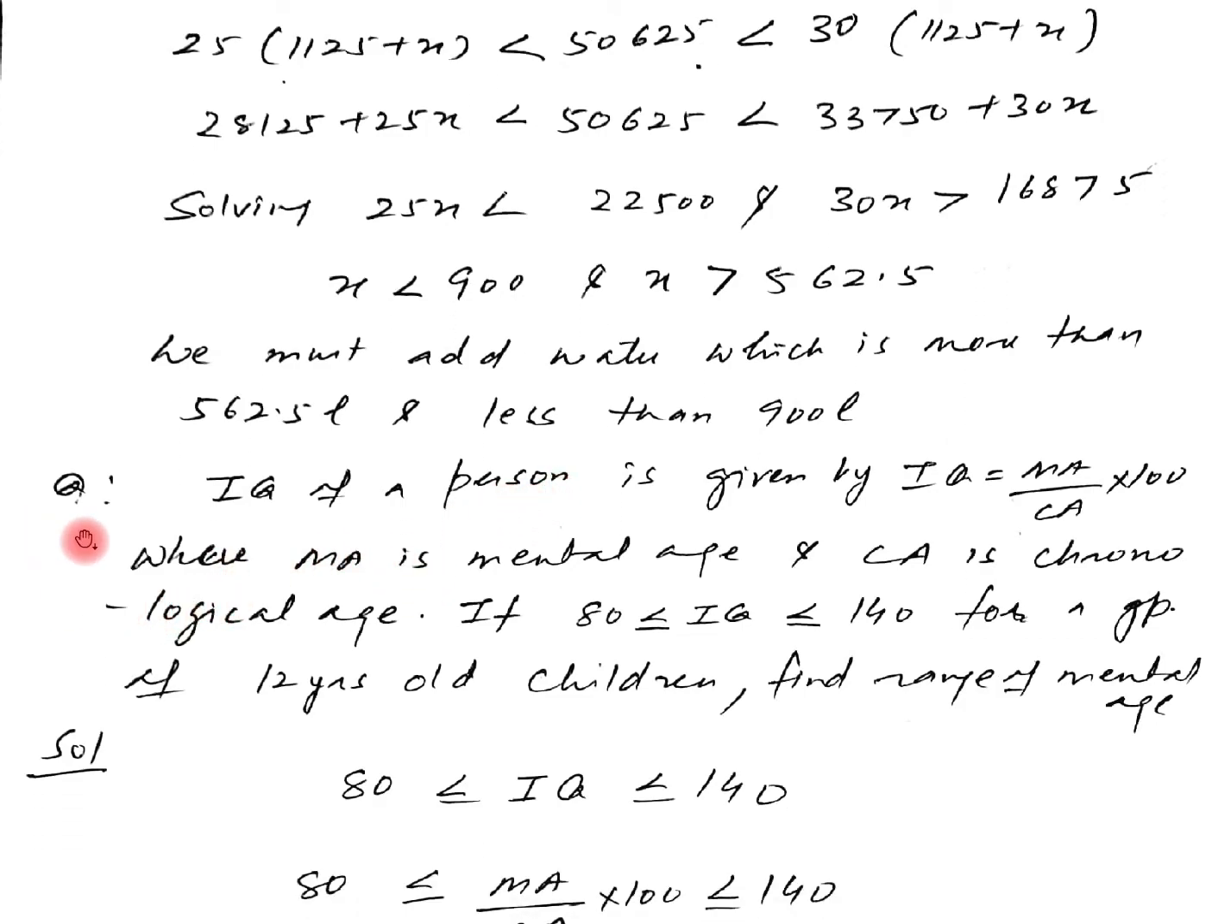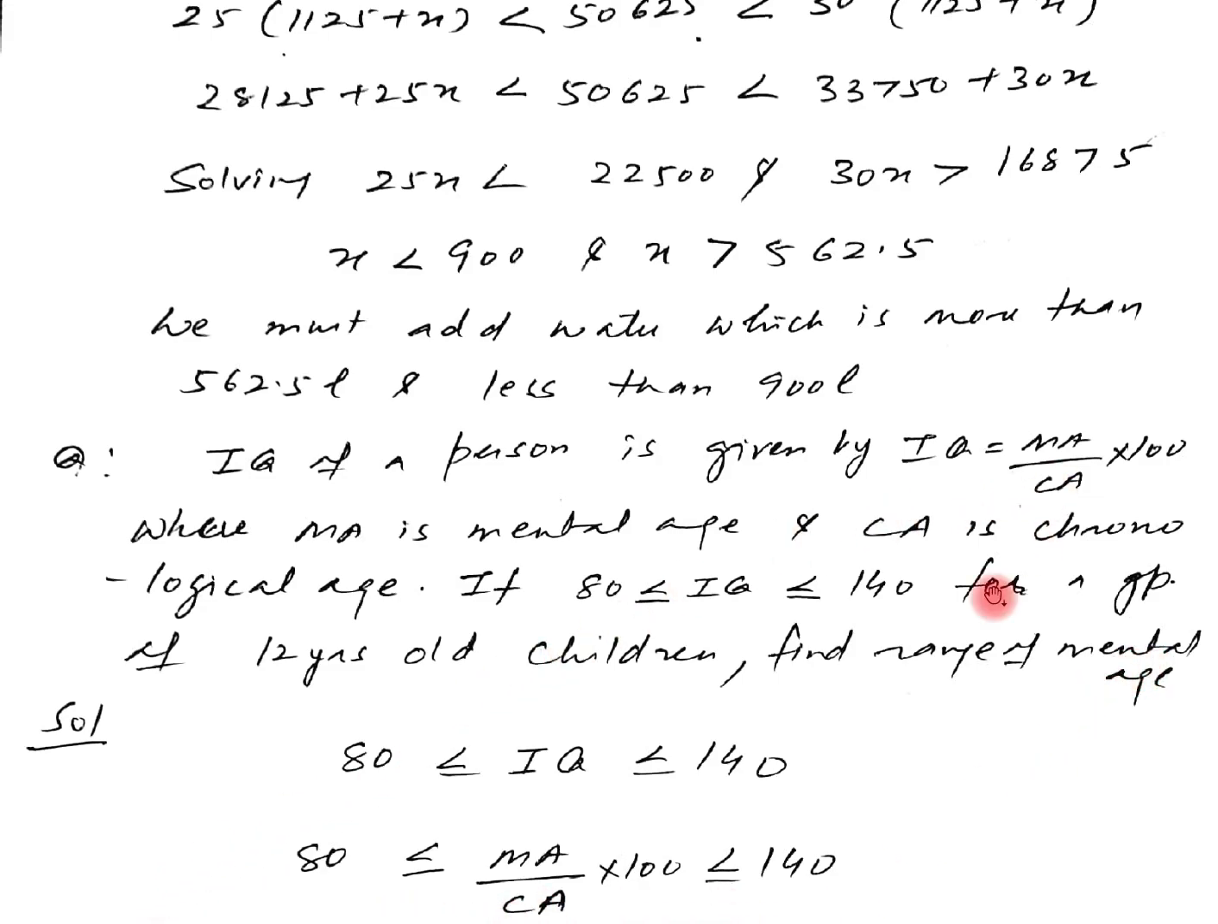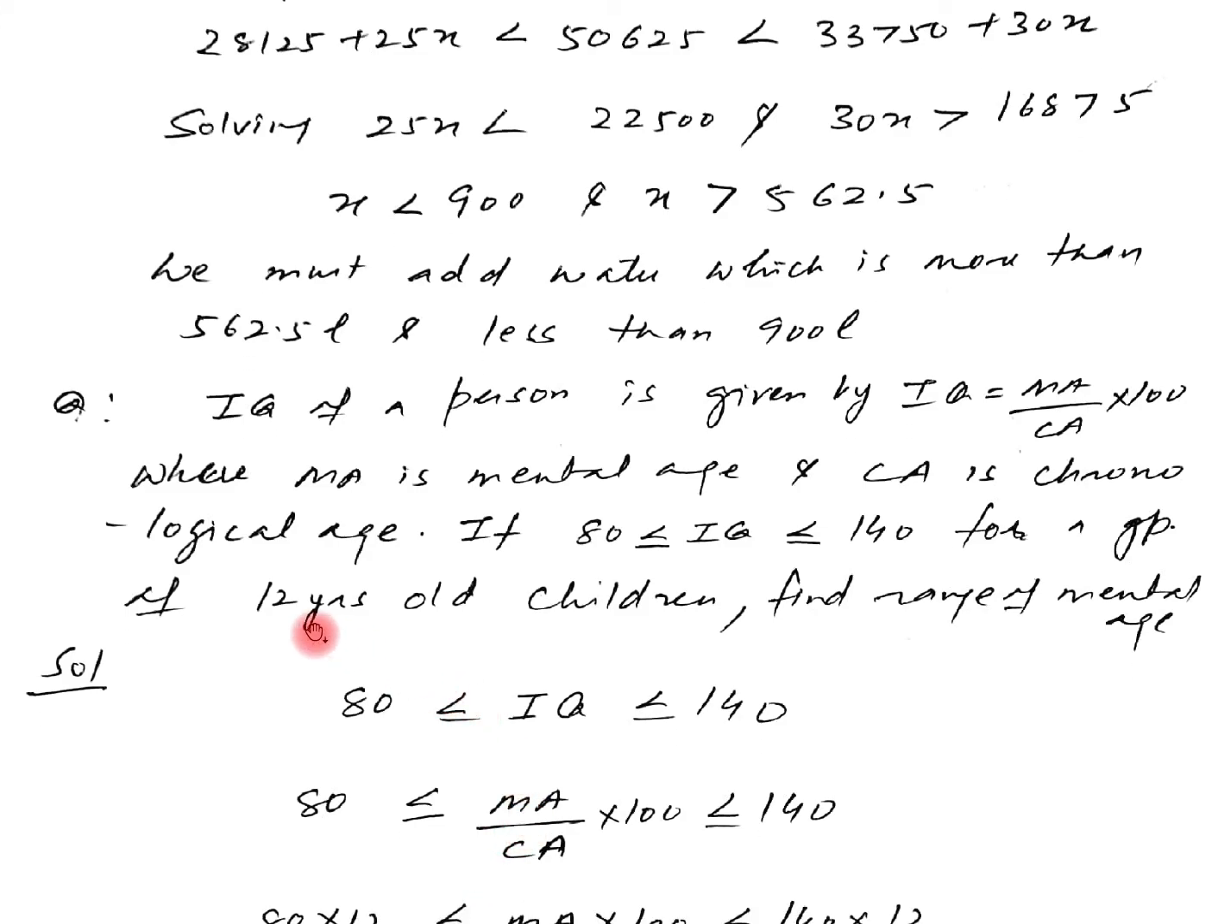Now the question is here. IQ of a person is given by IQ equal to MA, means mental age, upon CA, chronological age, into 100, where MA is the mental age and CA is the chronological age. If IQ lies between 80 to 140 for a group of 12 years old children, find the range of their mental age. Now it is given that IQ lies between what? 80 to 140, and the formula for IQ is what? MA upon CA into 100. Simplifying again, now the chronological age given in the question is 12 years and we have to find out the range of mental age.